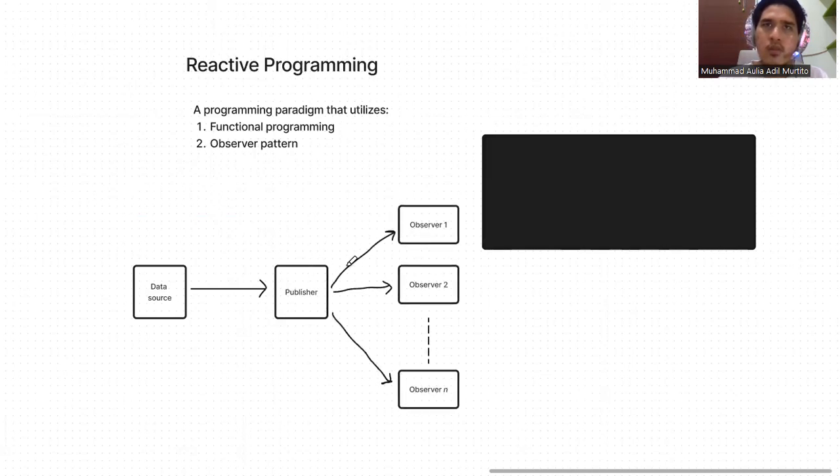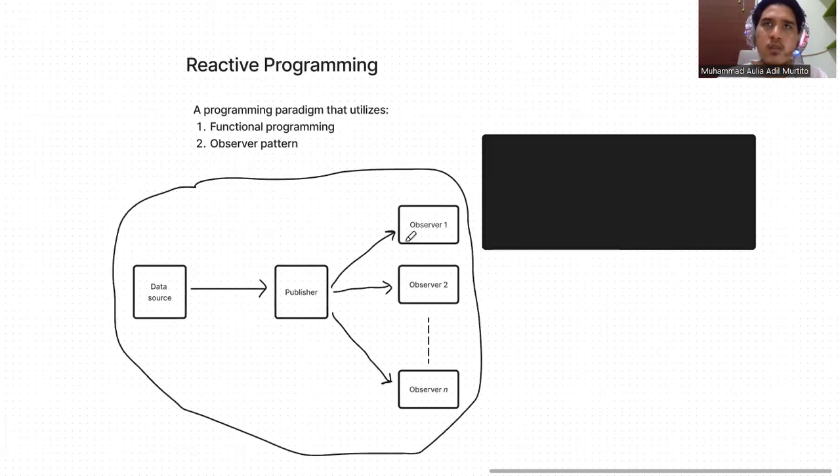So the observers subscribe to the publisher, and after there is data that comes, the publisher then continues it to its observers. Now, this whole flow is called the observer pattern. So the observer observes the publisher, and if there is new data that comes, the publisher then pushes it to its observers. Now, this is one idea.